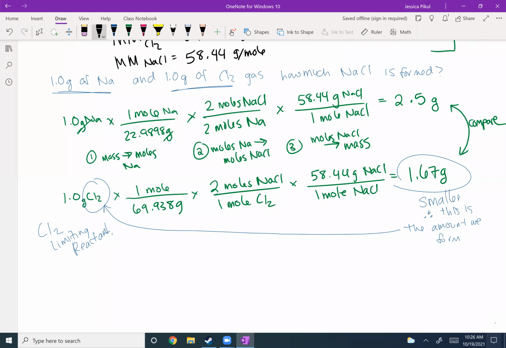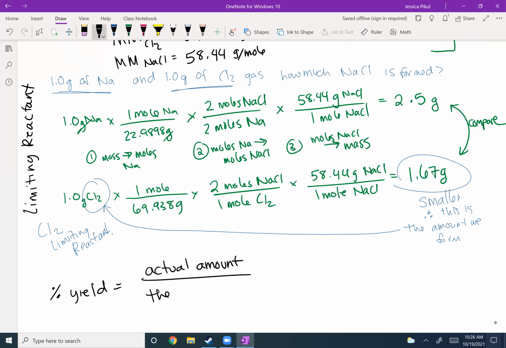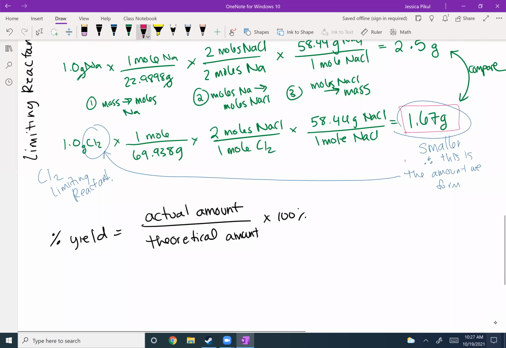So that's a limiting reactant problem. The other piece we do with stoichiometry is percent yield, which is just a ratio of what actually forms versus what you predicted. So it's the actual amount that you isolate when you do this in the lab versus the theoretical. And that theoretical amount is what you calculate in a stoichiometry problem. So your stoichiometry answer equals your theoretical.